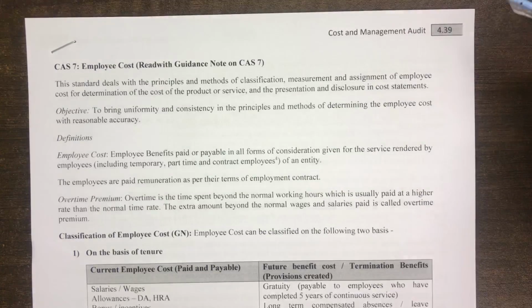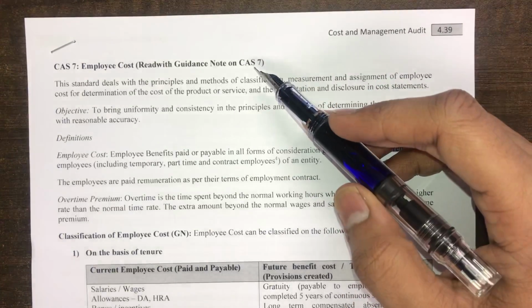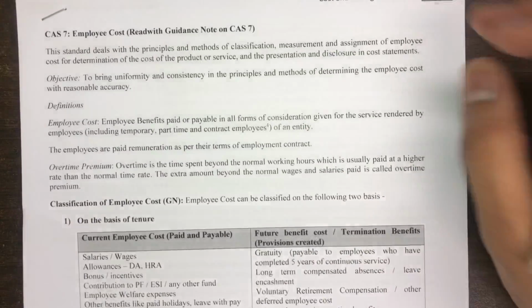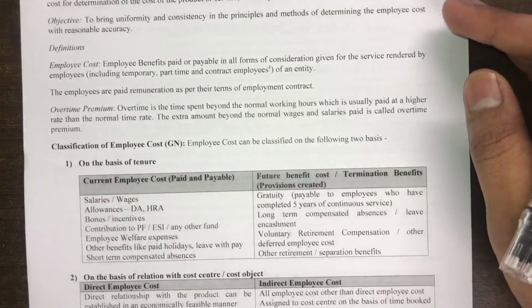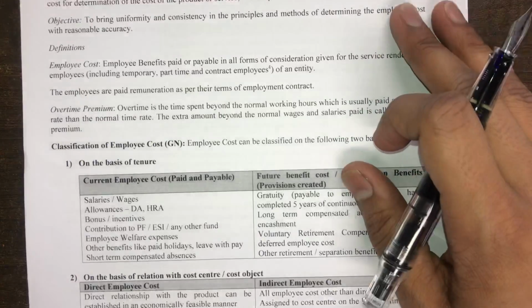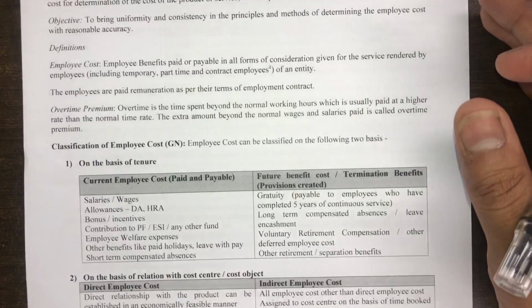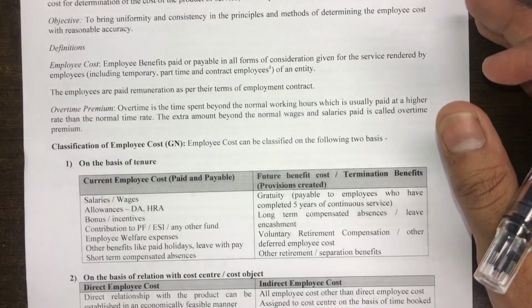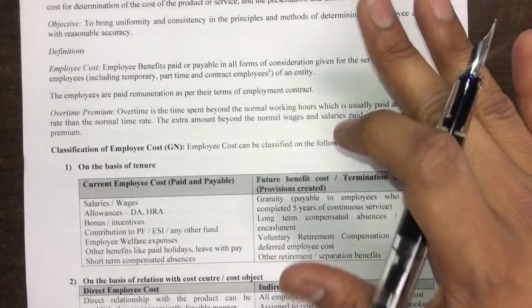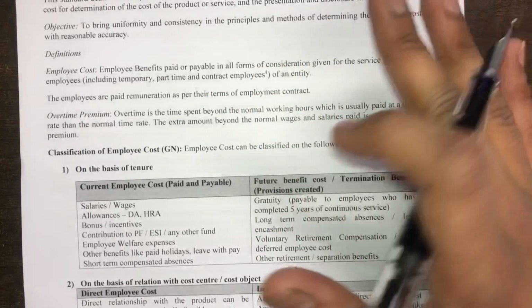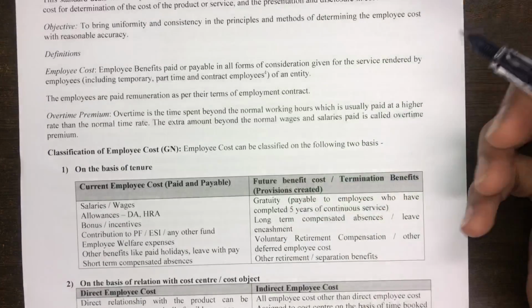CAS 7 deals with employee cost, and there is a guidance note on CAS 7 as well, which we will be talking about in this short video. And I'll be taking you through the critical provisions of CAS 7 and will be doing one practical question which comes in the examination quite often. And from CAS 6 and CAS 7 you will be finding one question for sure in your examination. So either CAS 6 or CAS 7. Both of these cases come in the examination alternatively.